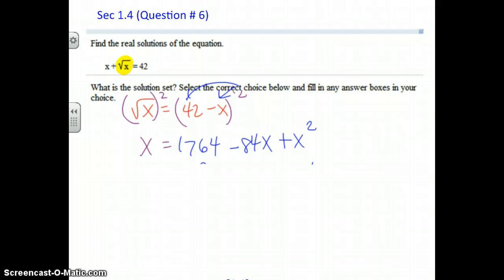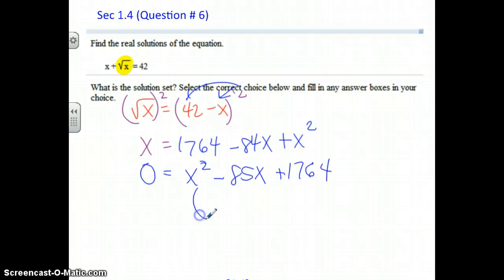The next thing I'll try to do is set it equal to 0 by subtracting off the x, and I'm going to reorganize this a little bit to get x squared. This will be minus 85x and minus 17. How about a plus 1764? Now that 1764 is such a big number, it kind of scares me a little bit that I don't know the factors right offhand. So I'm going to go to my graphing calculator and show you how to guess left, guess right, guess on to calculate the roots.